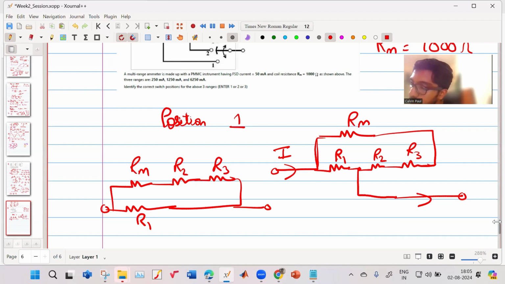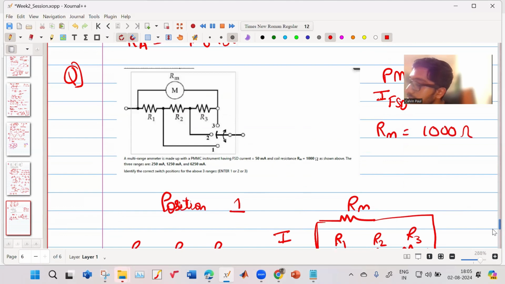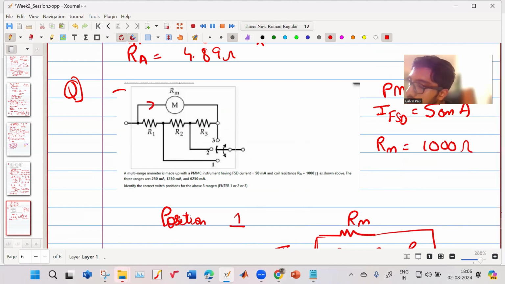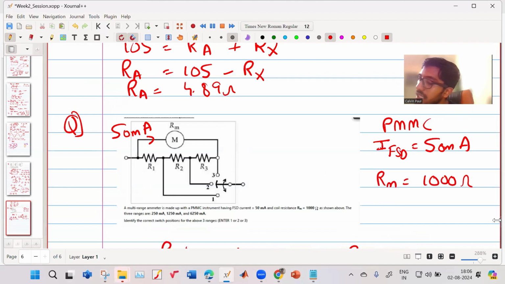So they have told us that 50 milliampere is the maximum current. This is the maximum current that can flow through this galvanometer, through this PMMC instrument. Whenever this comes in series with that, the maximum current that can flow through the PMMC instrument is 50 milliampere. So if Rm is there, when we are doing our calculations, we must consider that the current flowing through that Rm is 50 milliampere.